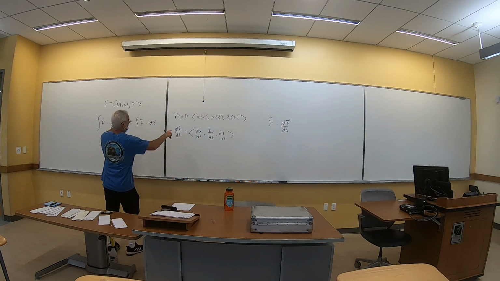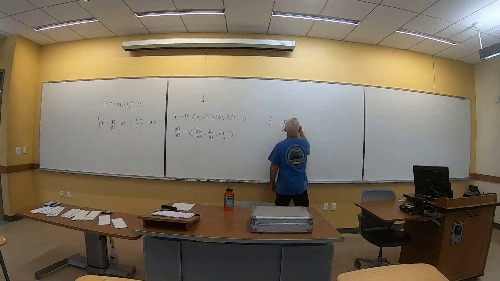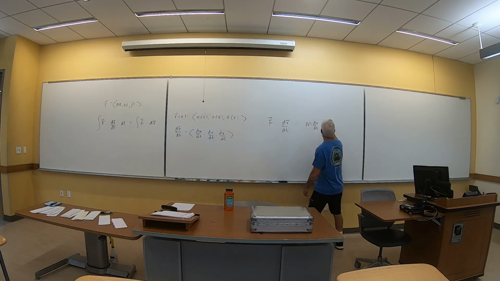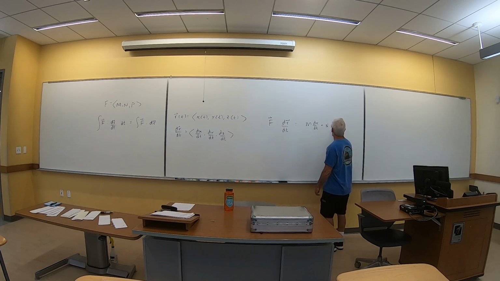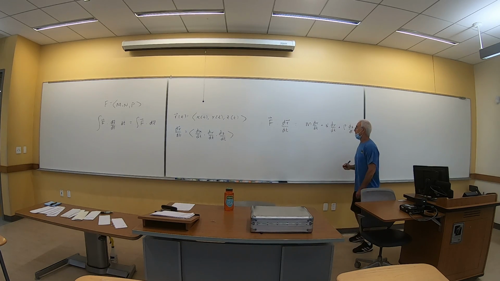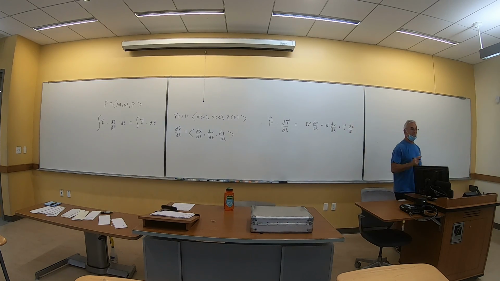stare at what we have here. We would have m times dx/dt plus n times dy/dt plus p times dz/dt. Okay, great. But this isn't work. This is what I have to integrate to get work.